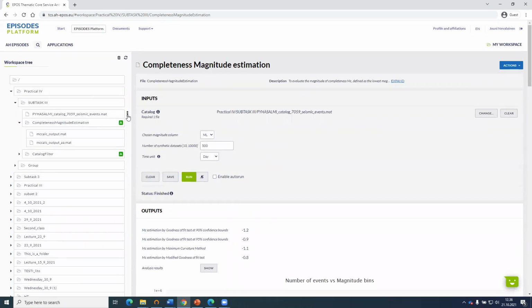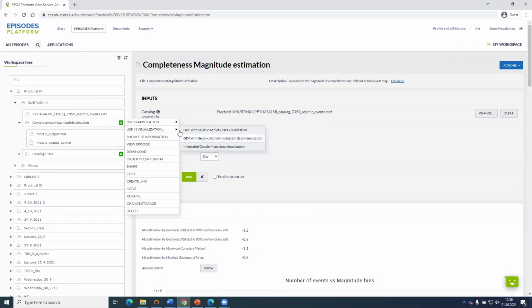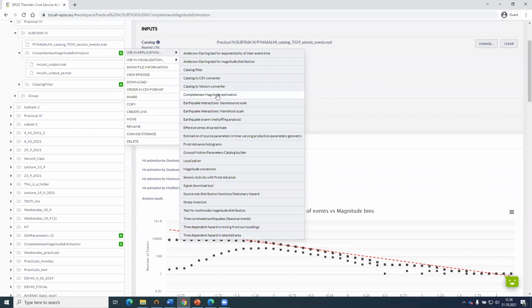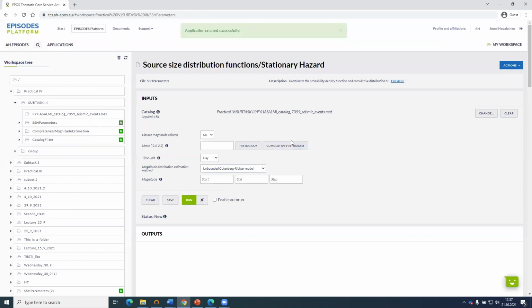Then I think the next step was to estimate those distribution functions, the source size distribution functions. And again, the catalog is the input file. It automatically chooses the magnitude column, and then it asks for the minimum magnitude we want to use. From our completeness magnitude estimation that we just made, we enter that value, so minus 1.2. We can use day, month, or year value. Let's use day. This is used for the computation, including times.